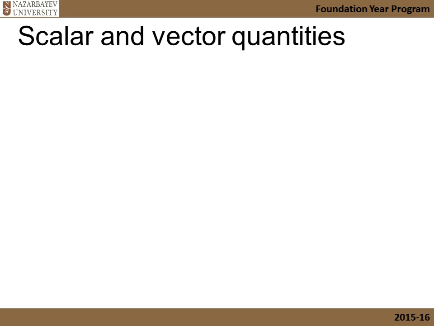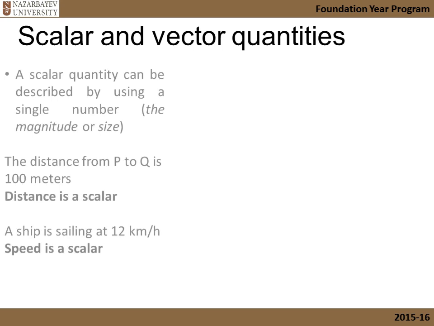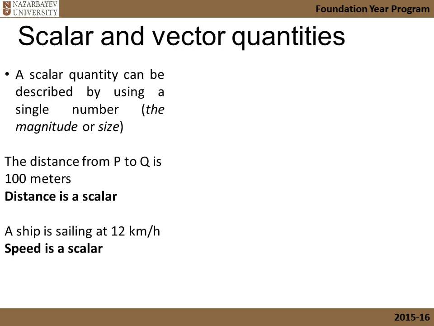In our nature, we can operate with scalar and vector quantities. A scalar quantity can be described by using a single number, the magnitude or size. For example, we can have a distance from point P to point Q, and this distance will be a scalar. Or we can have a ship that is sailing at the speed 12 kilometers per hour, and this speed will also be a scalar.